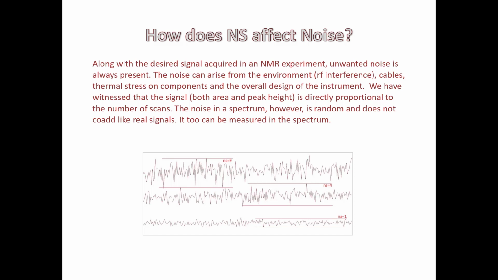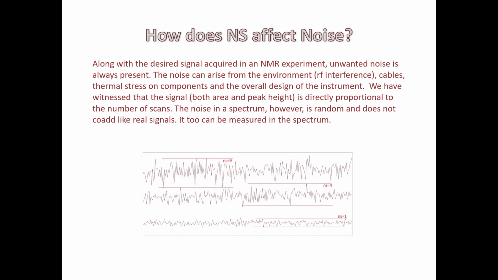So how does the number of scans affect noise in the spectrum? Besides the desired signal that we acquire in an NMR experiment, we're always going to have unwanted noise that's present in the spectrum as well. The noise comes about from the environment, cables that are used to connect the spectrometer, thermal stress on components, and basically the overall design of the instrument.